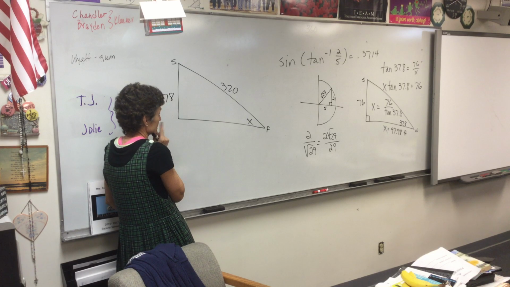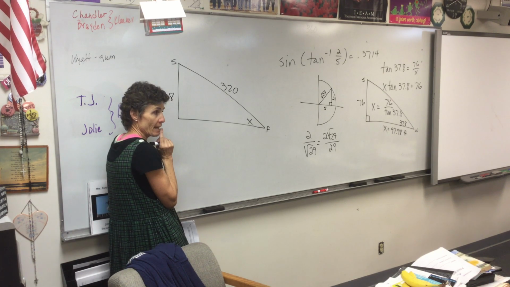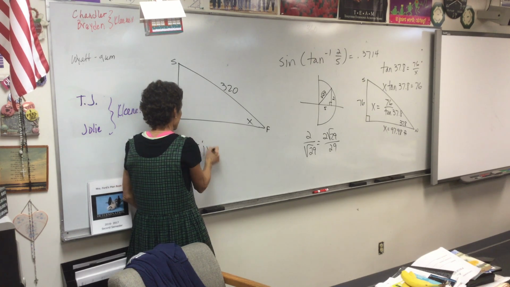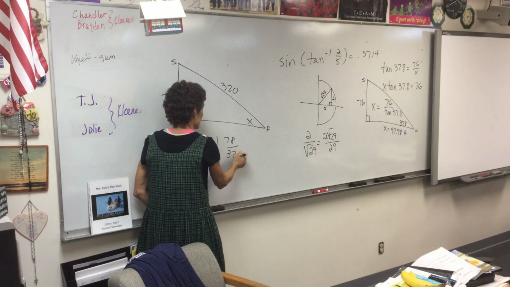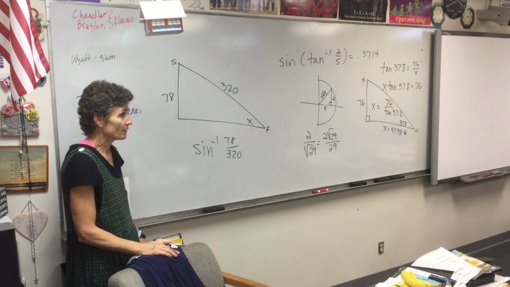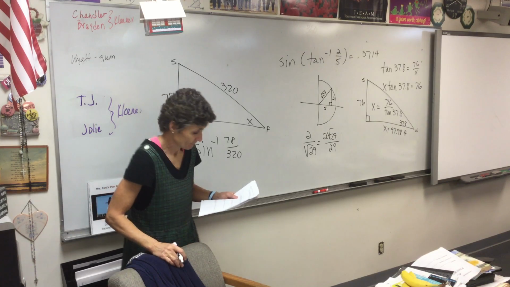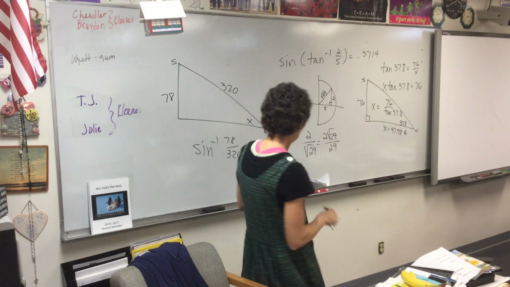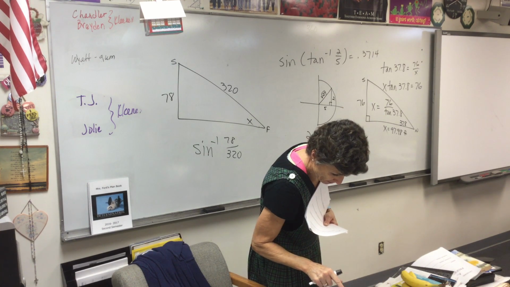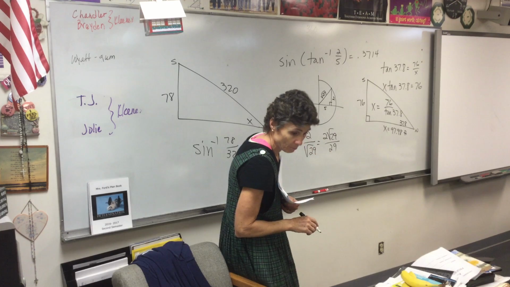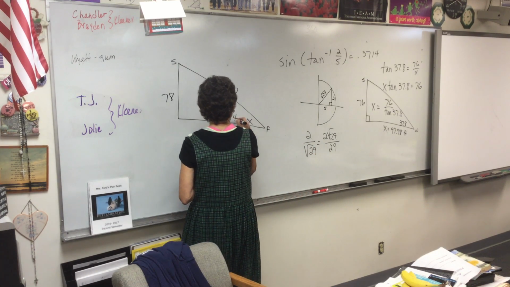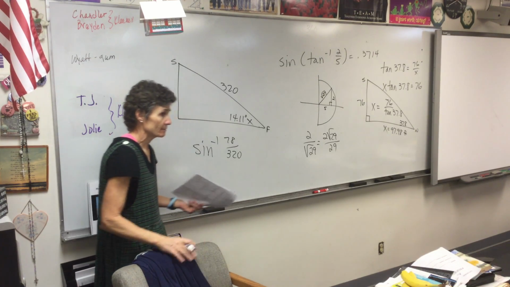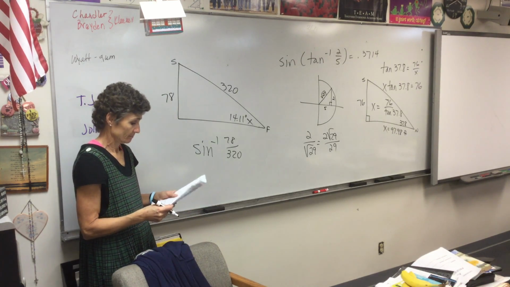What function? Sine, but I'm looking for an angle. So it's special sine, right? I'm looking for an angle, so special sine, 78 over 320, opposite over hypotenuse. So I get special sine 78 divided by 320, 14.11. And that's an angle, so don't say feet, say degrees. 14.11 degrees.